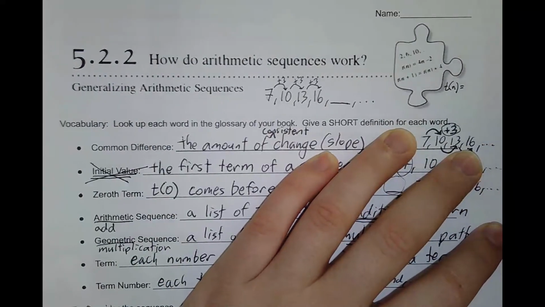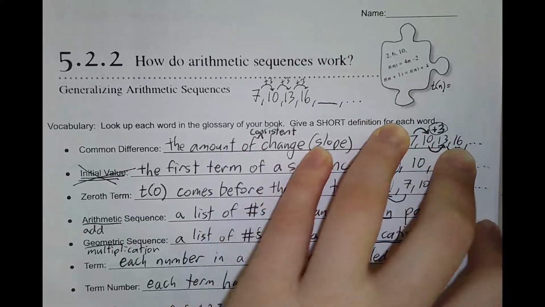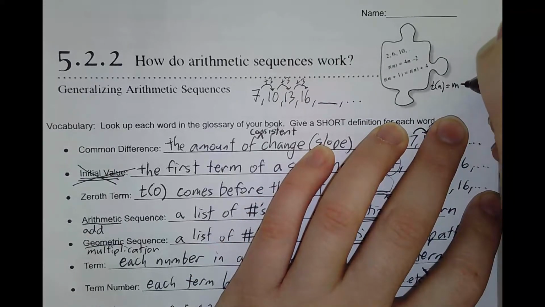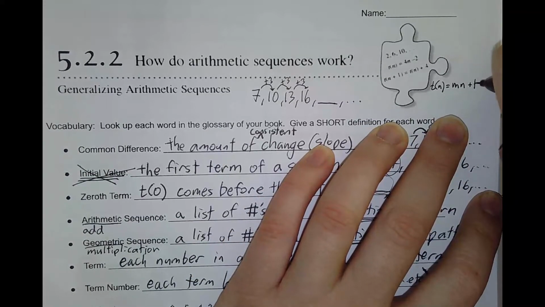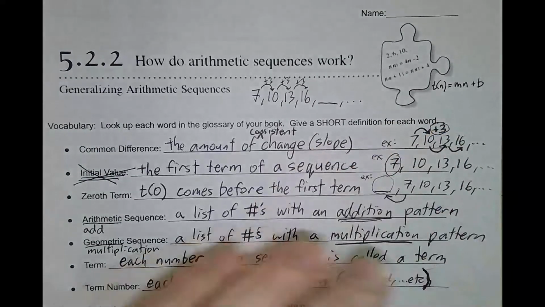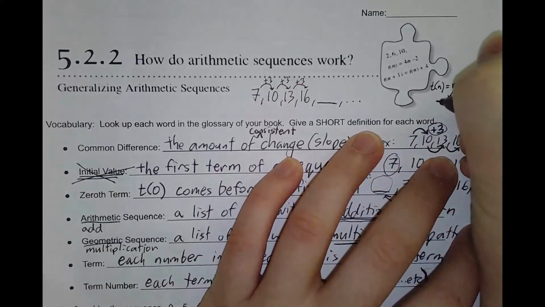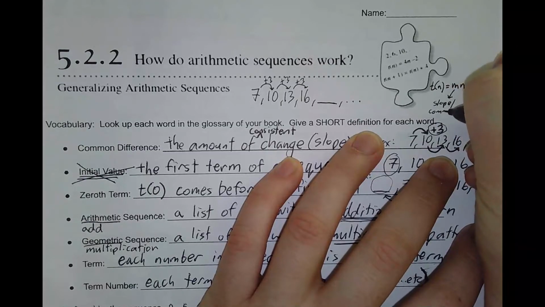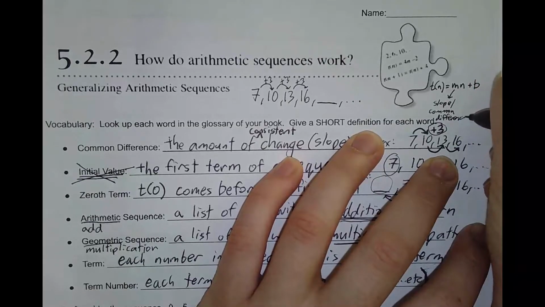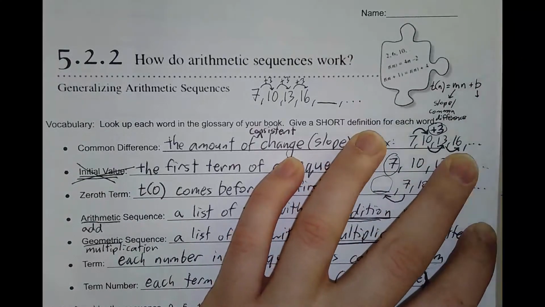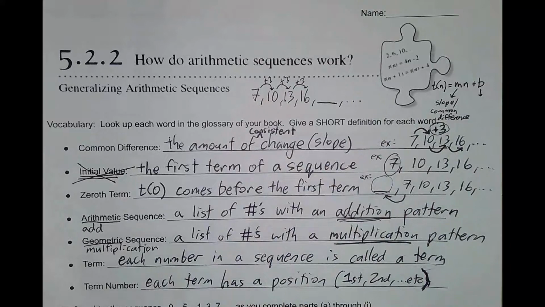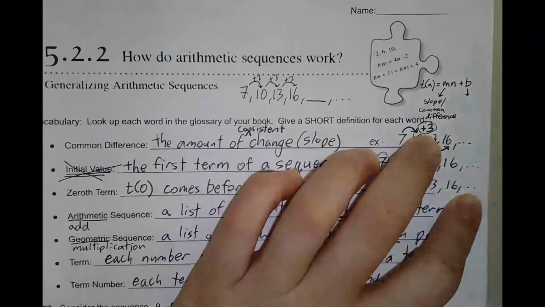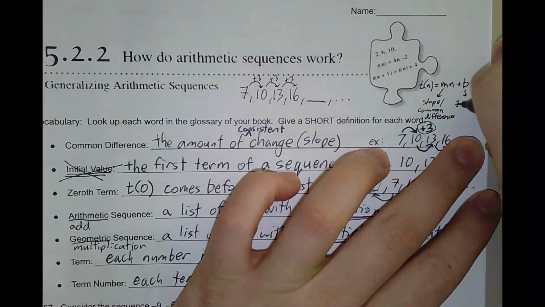With every arithmetic sequence, we do have an equation, where m is just the slope, or common difference. Write this down. And b is the starting value. Don't confuse that with the initial value. It's actually the zeroth term.